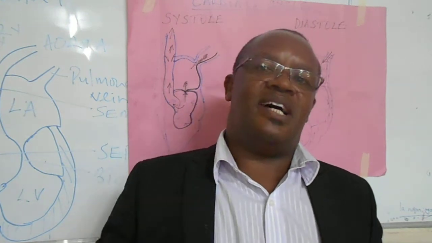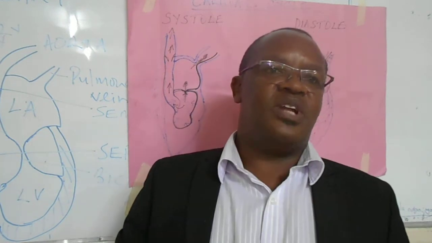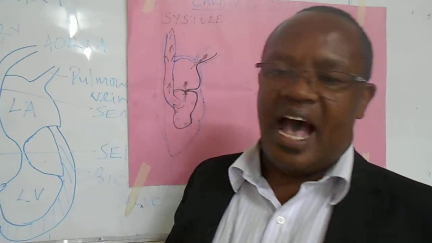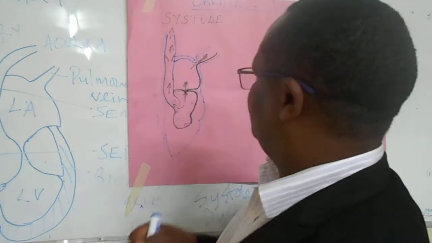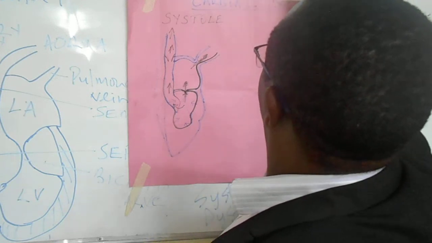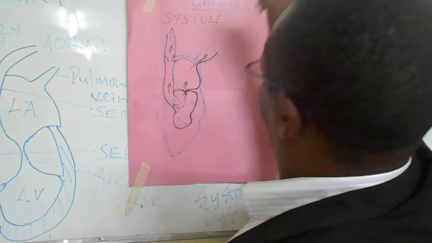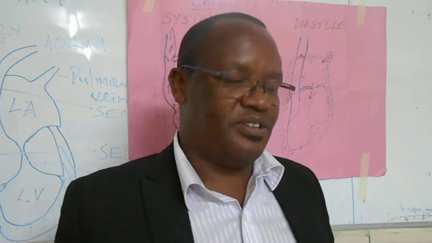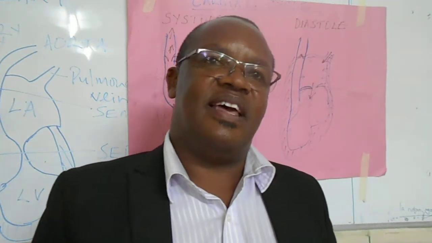Every cardiac cycle has two phases. It has the first phase, known as systole, and the second phase, which is known as diastole. First phase, systole; second phase, diastole. So I want us to think about the first phase, that is the systole.